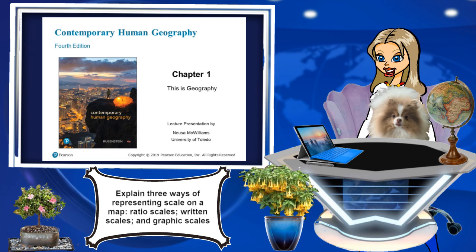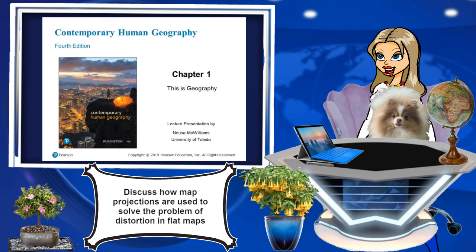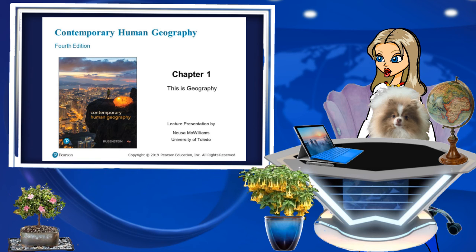I hope now you can explain 3 ways of representing scale on a map: ratio scales, written scales, and graphic scales. Are you able to discuss how map projections are used to solve the problems of distortion in flat maps? It's always a good idea to review your material and make sure you really got it.